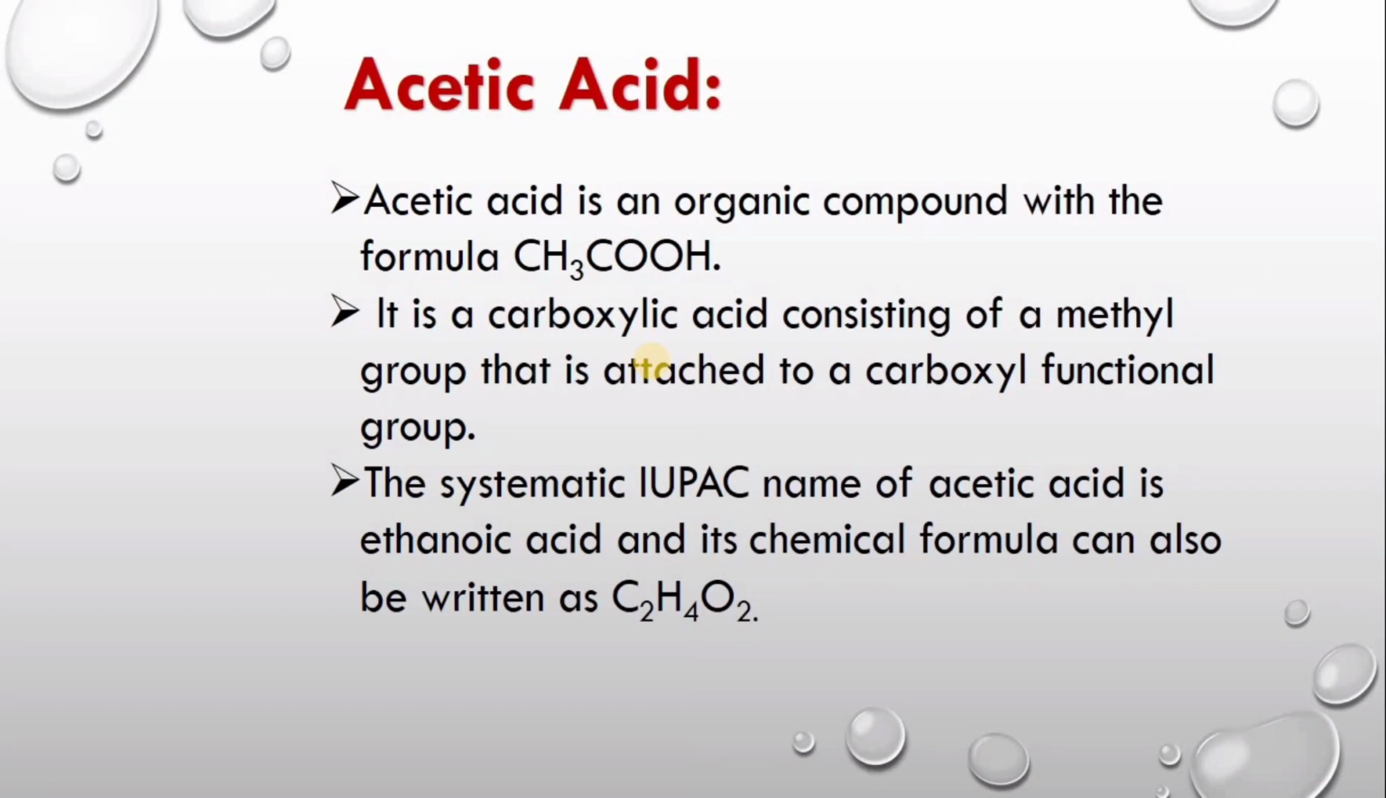What is acetic acid? Acetic acid is an organic compound with the formula CH3COOH. So this is the formula of acetic acid. It is a carboxylic acid consisting of a methyl group that is attached to a carboxyl functional group. The systematic IUPAC name of acetic acid is ethanoic acid, and its chemical formula can also be written as C2H4O2.